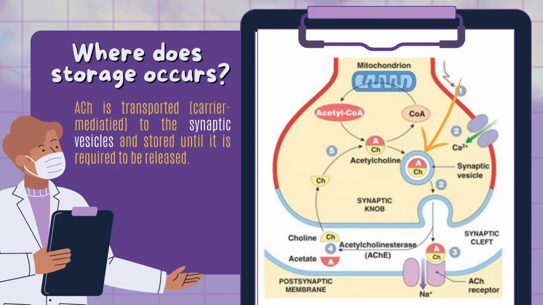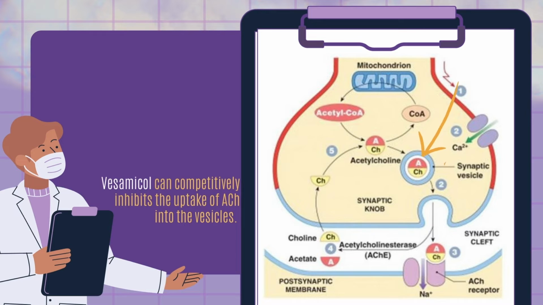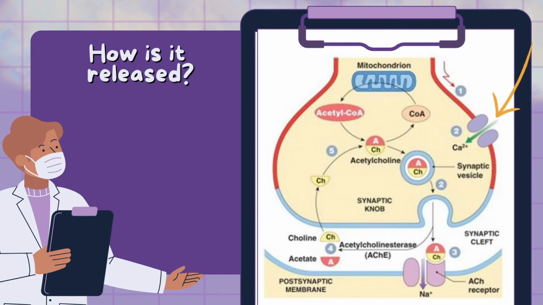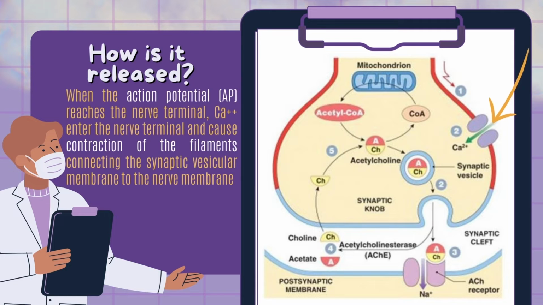After synthesis in the axoplasm, the acetylcholine is transported via carrier-mediated transport to the synaptic vesicles and stored until it is required to be released. However, along the process of storage, an obstacle can occur when the vesamicol competitively inhibits the uptake of acetylcholine into the vesicles. Now that the acetylcholine is stored, how is it released?